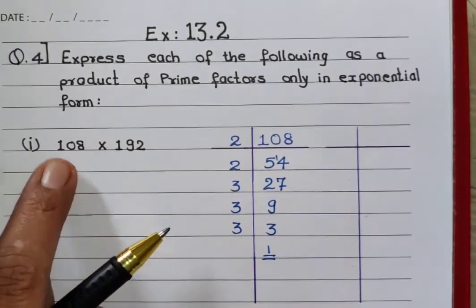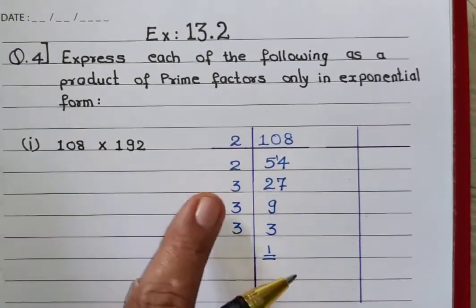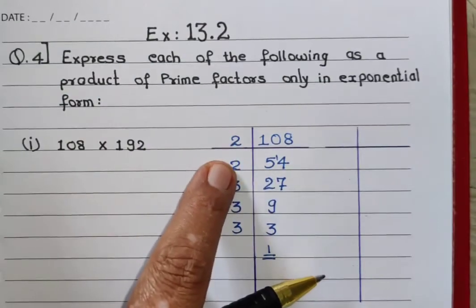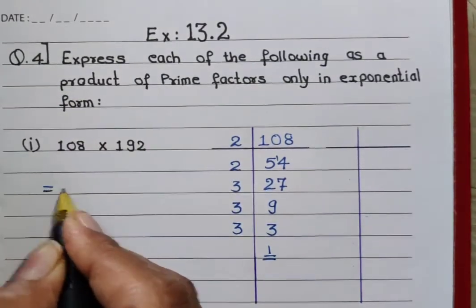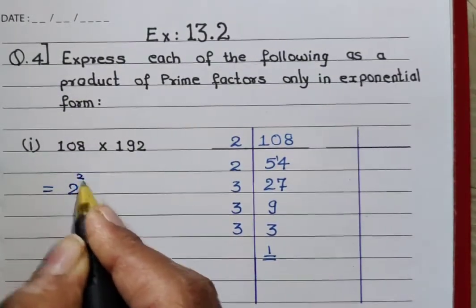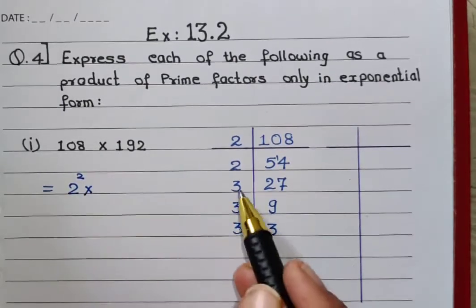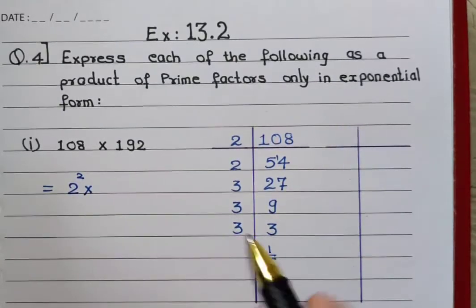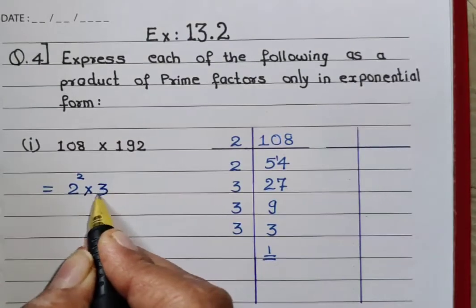So for the question that is 108, what have we got? We got 2 how many times? 2 times. So we will write 2 square, and 3 how many times? 3 times. So we will write 3 cube.